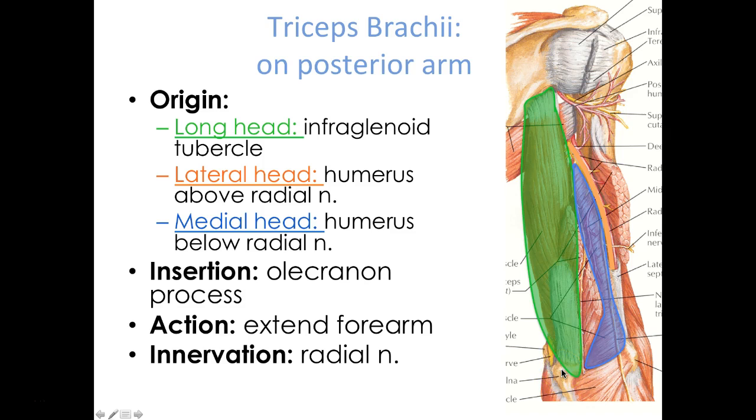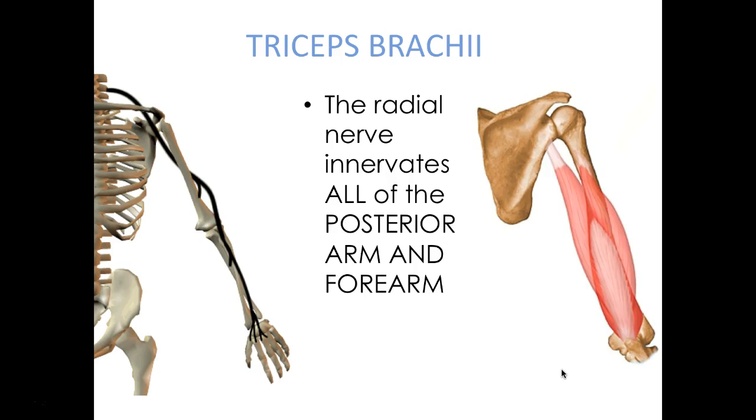So when we contract this muscle, it is going to extend our forearm at the elbow. And from now on, these innervations that are listed are ones you should know. So this is innervated by the radial nerve. And this is just a view of this radial nerve. So it's coming off of your brachial plexus as well, but it's more of the terminal branches. So we'll get into that more in the nervous system.